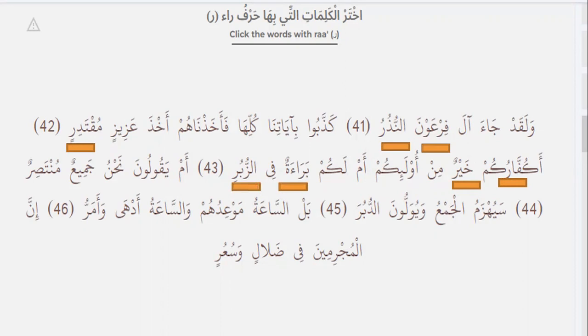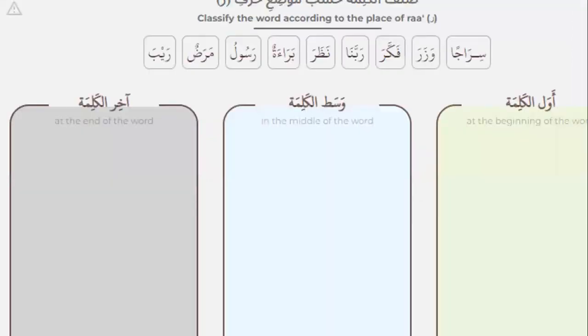الزبر منتصر الدبر وأبر المجرمين سعر. Yes. Okay. Please classify the word according to the place of Ra.